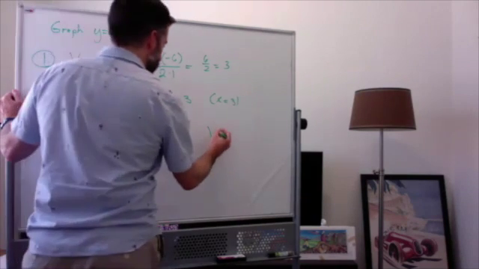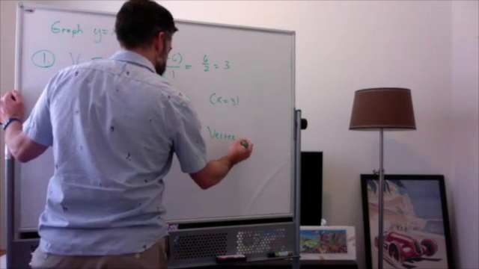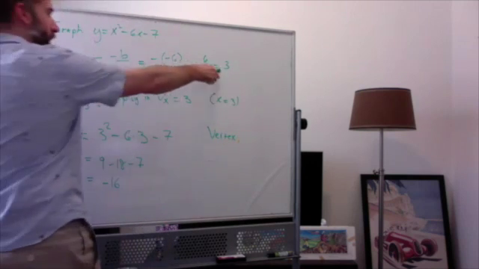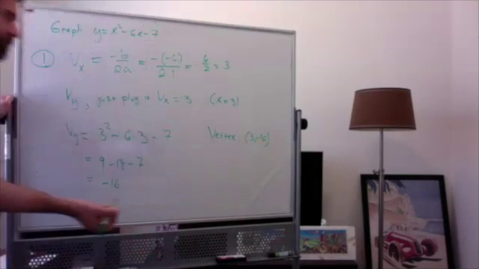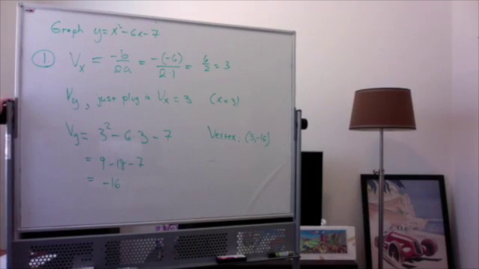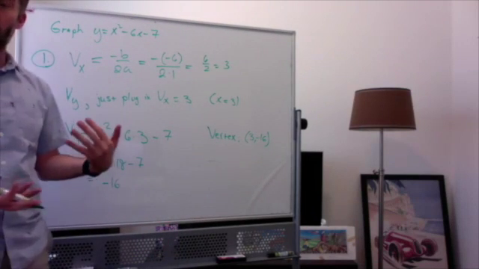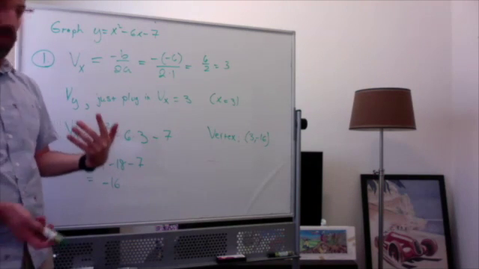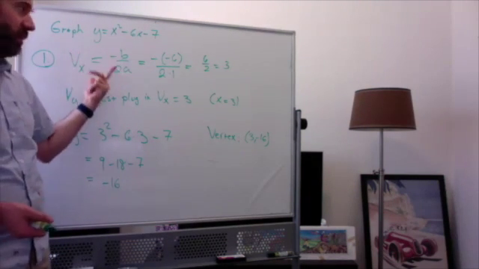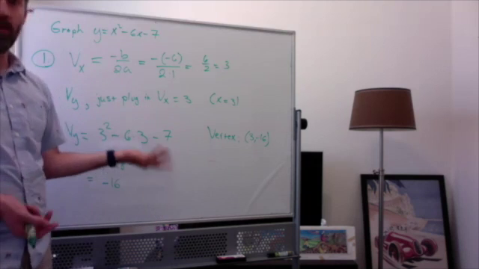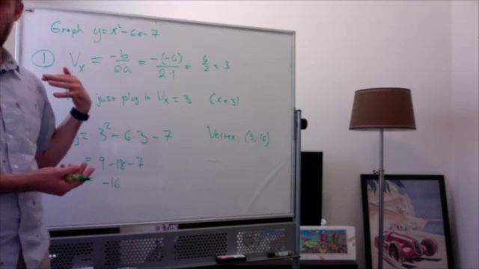So my vertex here is the coordinate x is 3, y is negative 16. So that's how we find the vertex. And that's always going to work. You always take the x coordinate to be negative b over 2a, and the y coordinate to be whatever you get when you plug the x coordinate in.